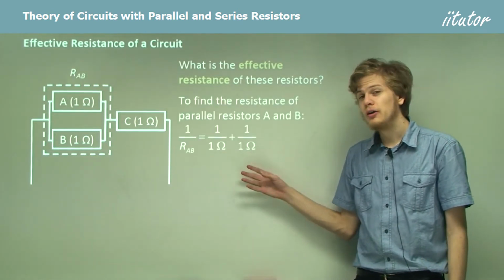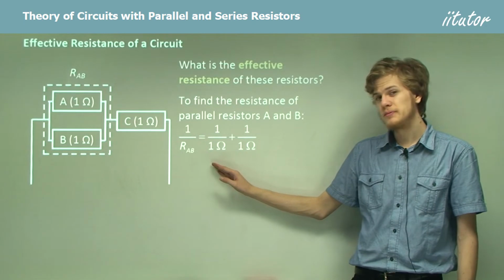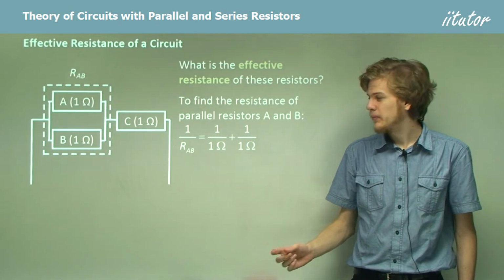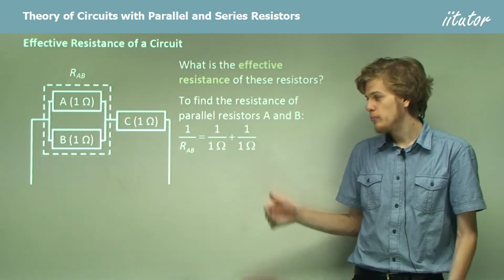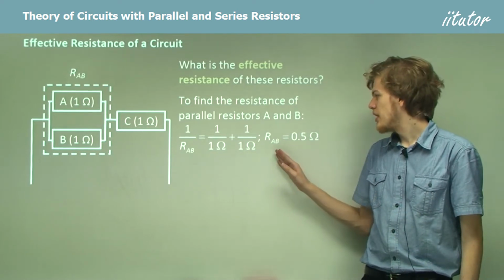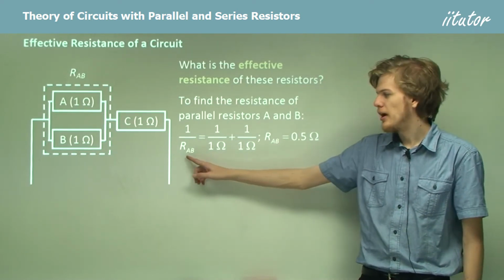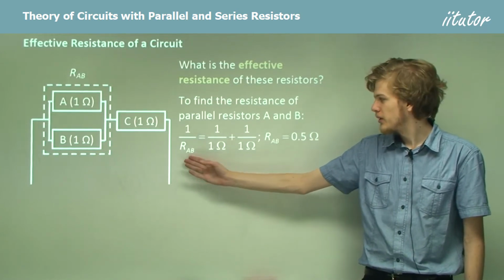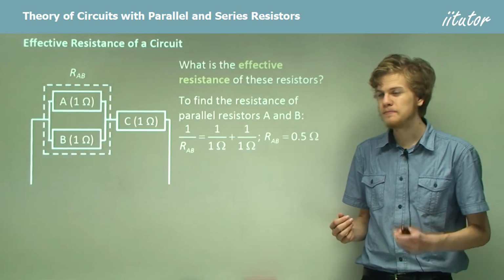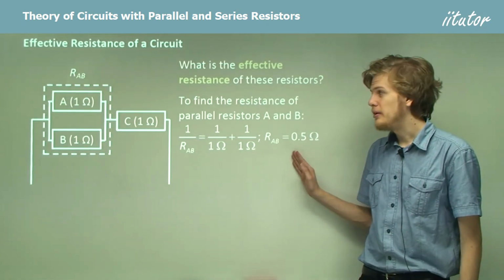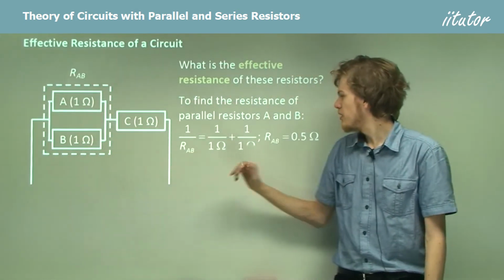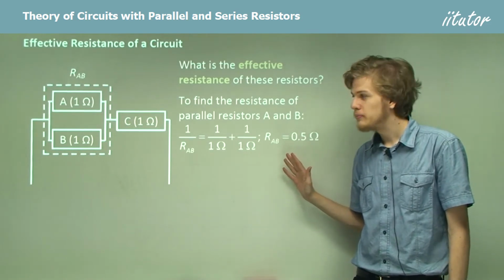To find the resistance of the parallel resistors A and B, we use this equation. Seem familiar? So 1 over the total resistance of the pair equals 1 over 1 ohm plus 1 over 1 ohm, which gives us, of course, 2 over 1, which is the same as 0.5 ohms as RAB. This makes sense, right? We've just spent some time looking at the resistance of parallel circuits. So RAB, this whole thing here, can be treated as just one single resistor with a resistance of 0.5 ohms.